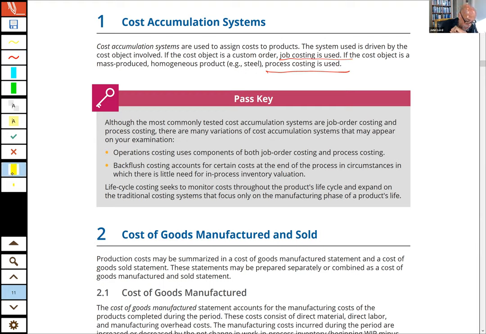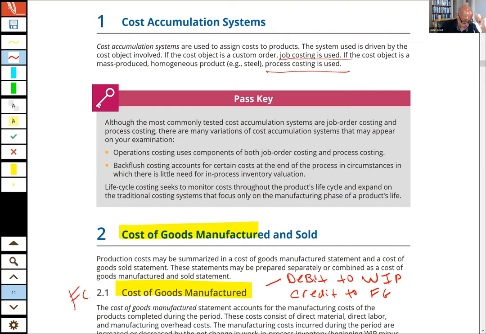Now we have this cost of goods manufactured. Our cost of goods manufactured is going to be a debit to work in process and a credit to finished goods. By definition, the cost of goods manufactured, put it in a T account, is when you finish, FG is finished goods, when you finish a job, you do what?